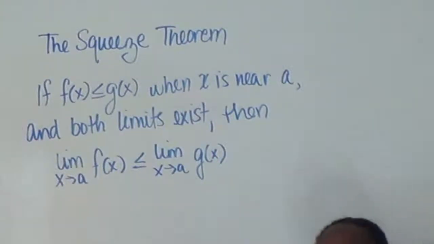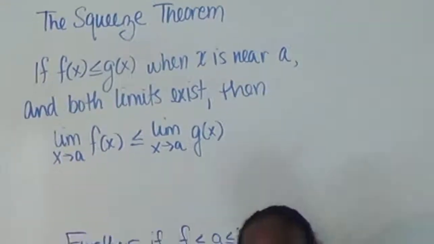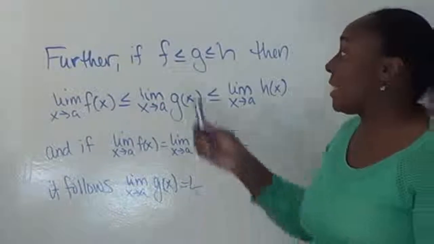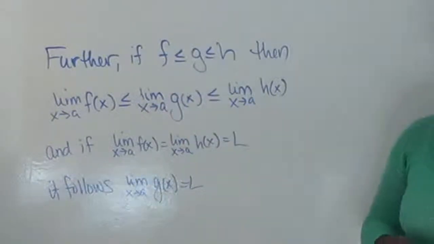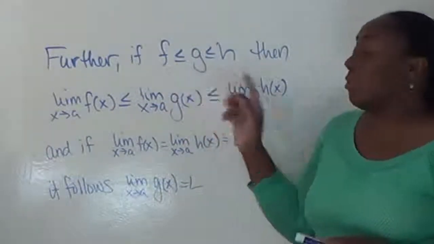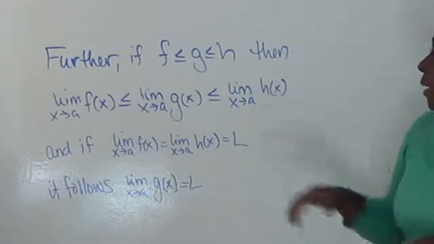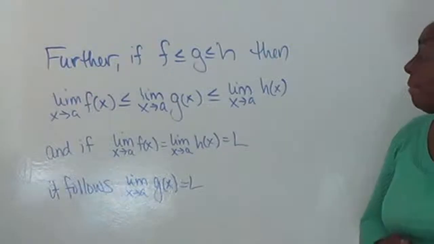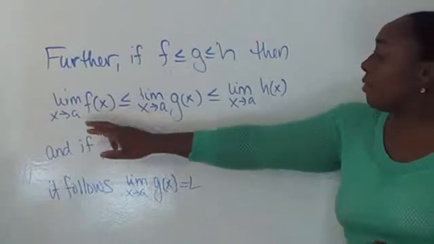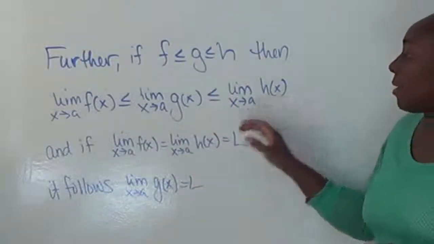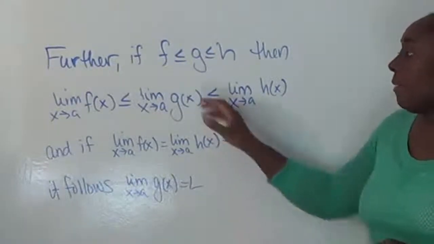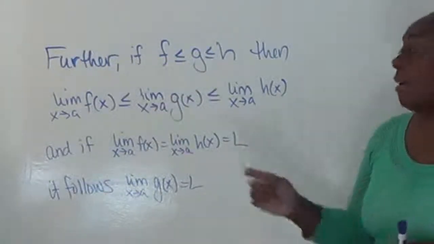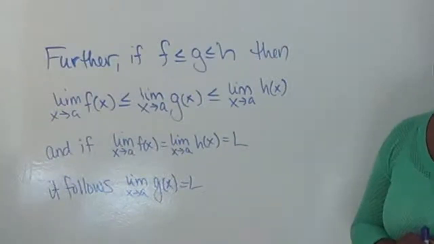And that just basically means if I've got two functions and one is bounded by the other, then the limit of one is bounded by the limit of the other. Okay? We can extend that to having three functions. So if f is less than or equal to g, which is less than or equal to h, then the limits fall in line the same way. And if we can determine that the two outside limits have the same value, that forces, or squeezes, the third limit to be the same as well.